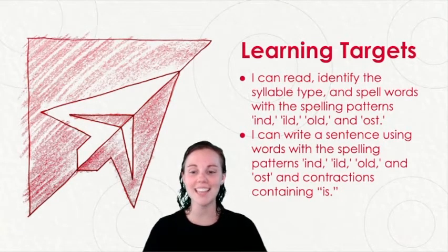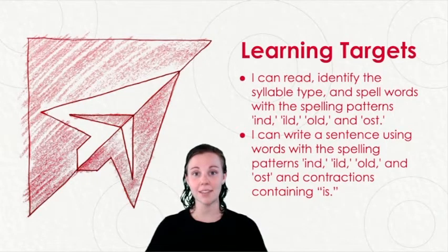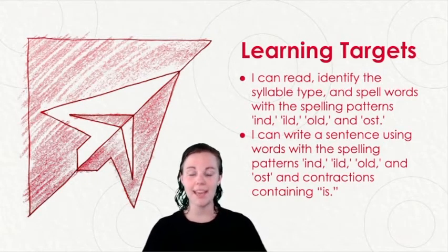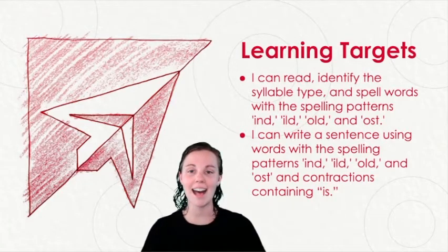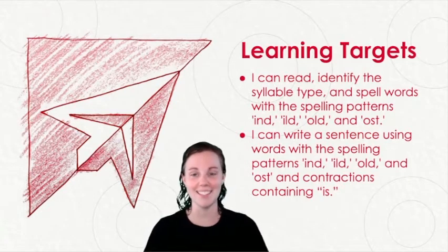The first one says, I can read, identify the syllable type, and spell words with the spelling patterns ind, ild, old, and ost. The second one says, I can write a sentence using words with the spelling patterns ind, ild, old, and ost, and contractions containing is. Let's see how we do.